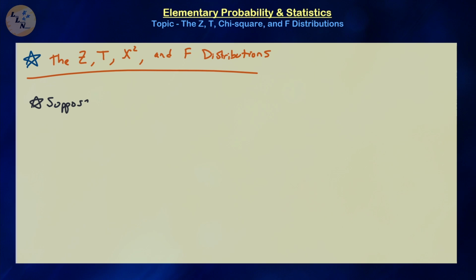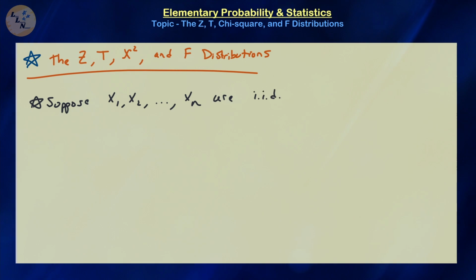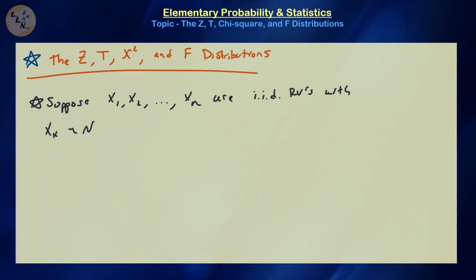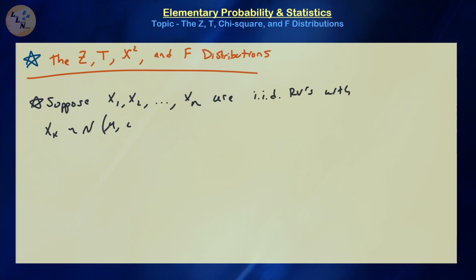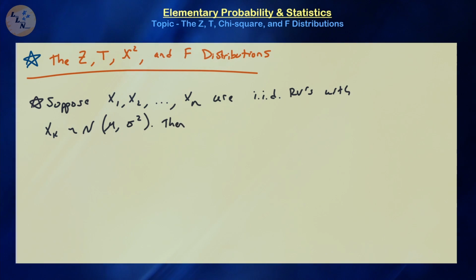Firstly, let us suppose that x1, x2 down to say xn, where n is finite, are independent and identically distributed random variables, with each of these xk's associated to a normal distribution with some mean mu and some variance sigma squared. Then the following properties hold in terms of the relationship between these variables.